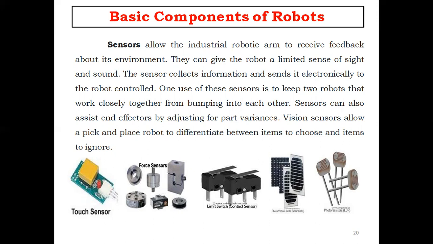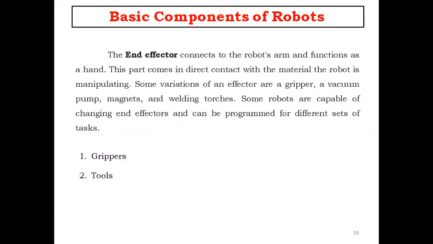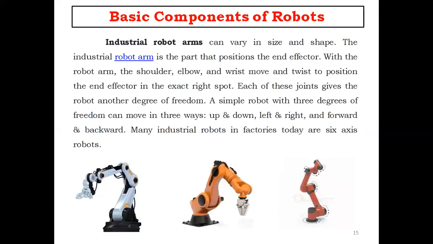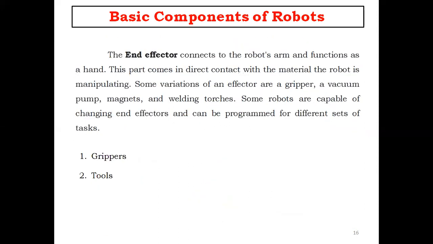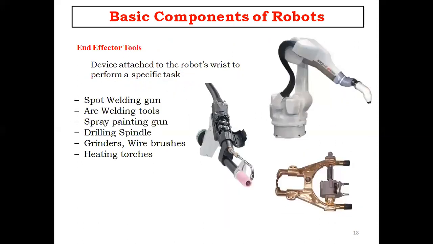Then we have a controller, which varies in size and shape. The third thing is the end effector. The end effector functions as a hand. The end effector can be programmed for two different types of tasks: one is grippers and the second is tools. For grippers, we can go for hooks or scoops. Similarly, for end effector tools, we can go for arc welding, spray painting, drilling spindle, grinders, and torches.